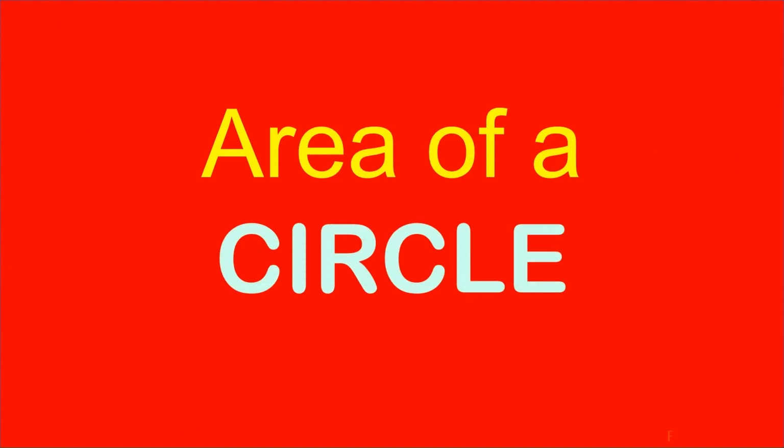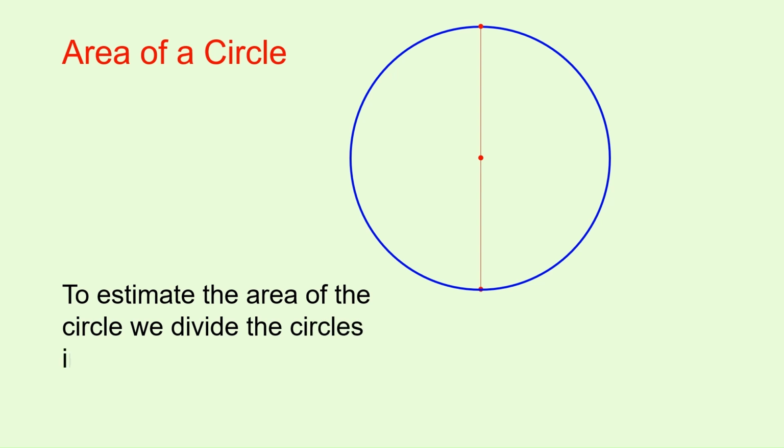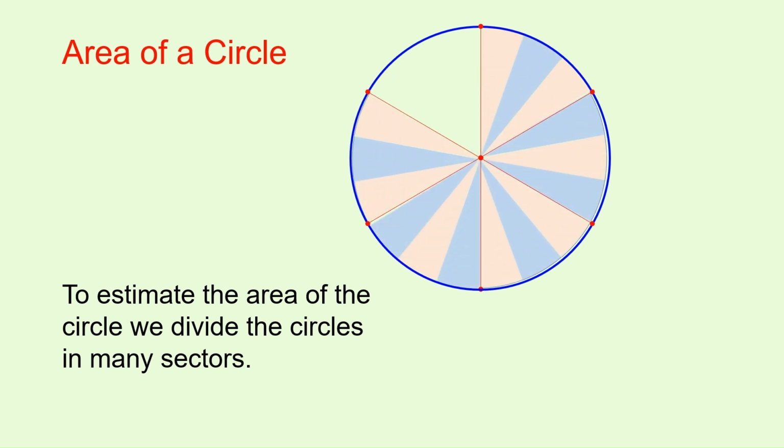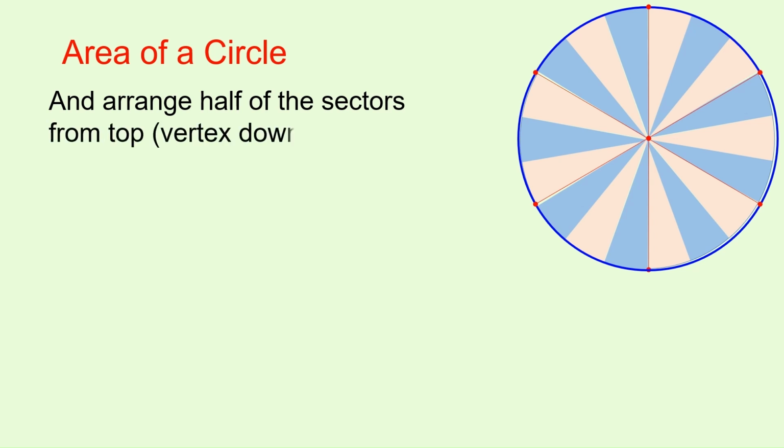Area of a circle. Let us estimate the area of the circle. To estimate the area of the circle, we divide the circle into many sectors and arrange half of the sectors from top, vertex down, and the other half of the sectors from bottom, vertex up.